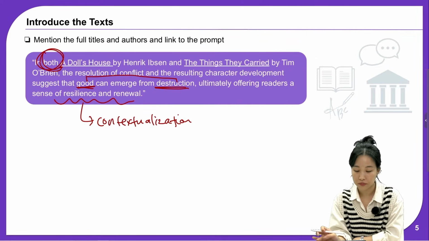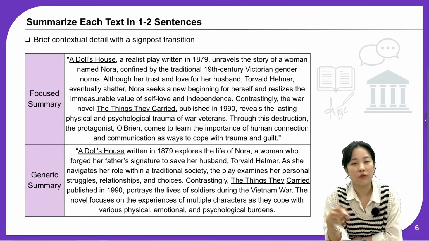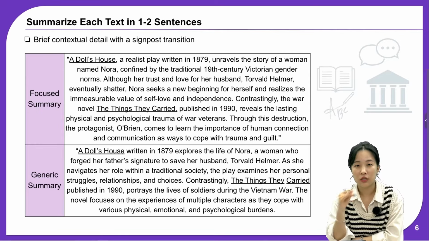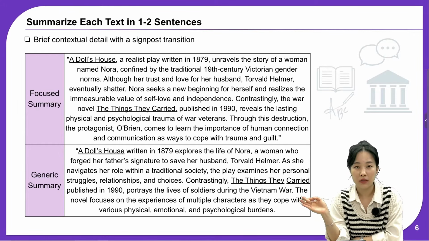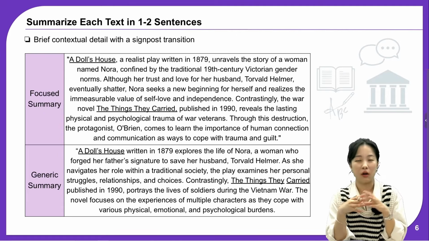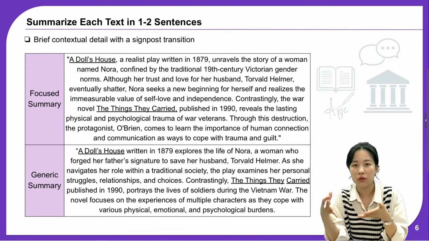Okay? Next, you want to summarize each text in 1 to 2 sentences. So before you actually move on to the body paragraph or your thesis statement, you want to ensure that you're giving some kind of context of the individual text. You do want to do this separately, obviously, so you don't want to group them together and always talk about the similarities. Also, with the introduction, you want to make sure that it's linked to the prompt of focus.